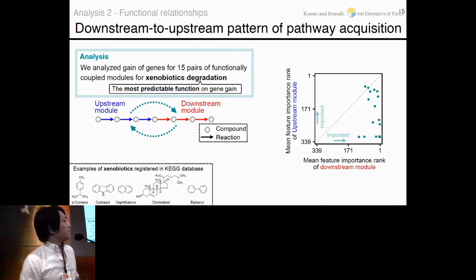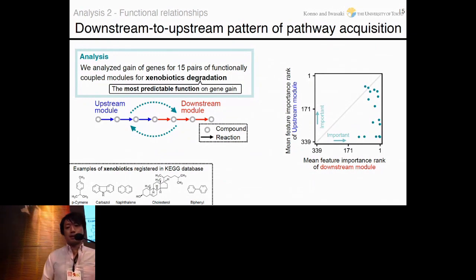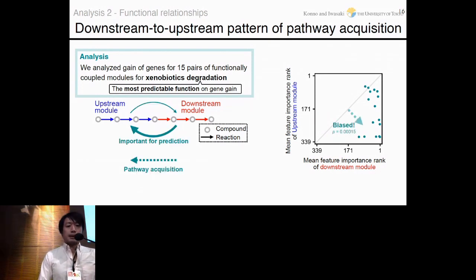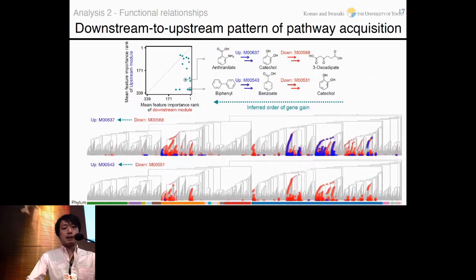And we plotted on the left side, we found that it is significantly clear that the parent gene was on the downstream side of the reaction which will be gained in the future. So the prediction direction is from the downstream to the upstream in the metabolic systems. So this is one example in a xenobiotic degradation pathway. So the blue colors are upstream reactions, and the red color is the downstream reaction.